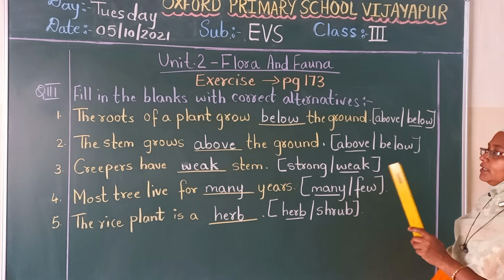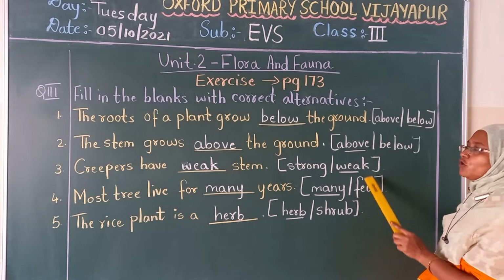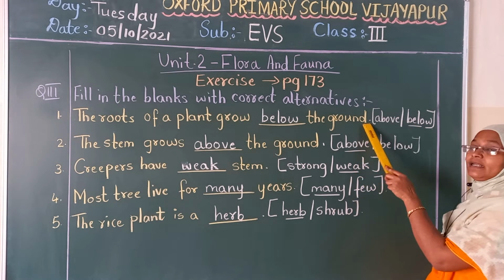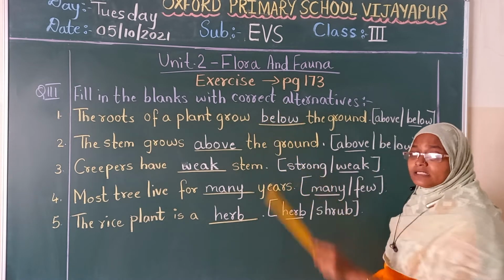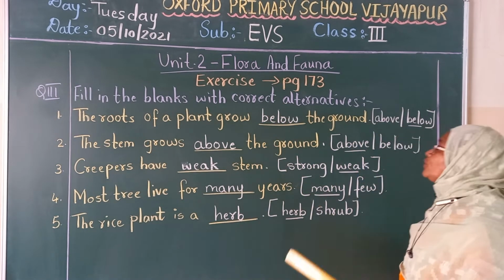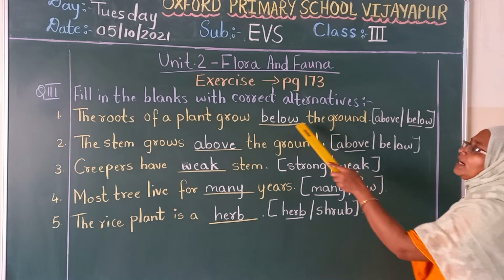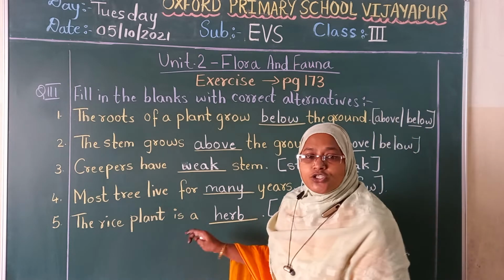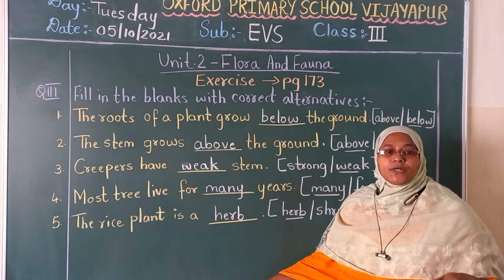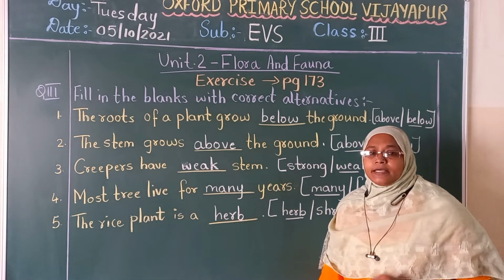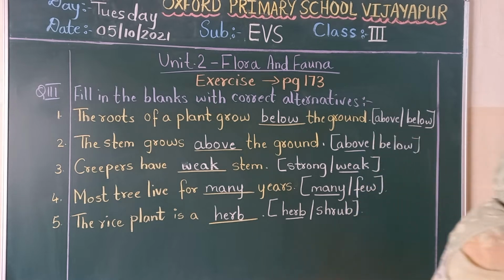And see children, in the notebook you have to write the option also. If it is not completed in the first line, you can write this option in the second line. And whichever option you are writing as the answer, you have to underline it and write it here. So children, note down these 5 fill in the blanks. I will rub the board and give you question number 4, that is name the following.